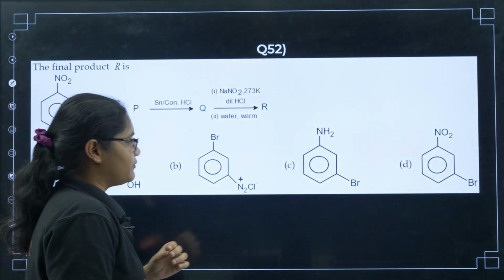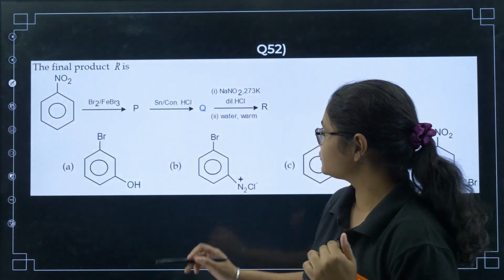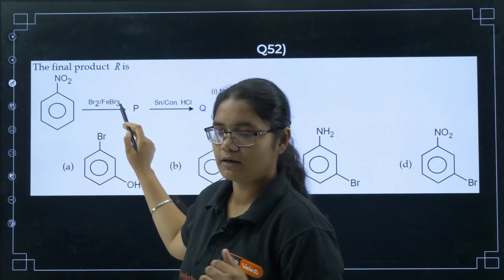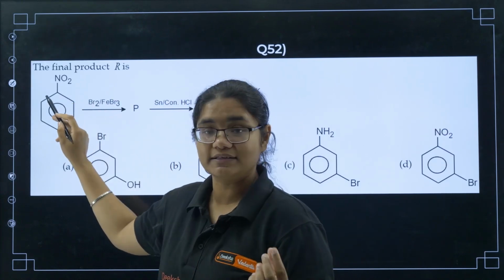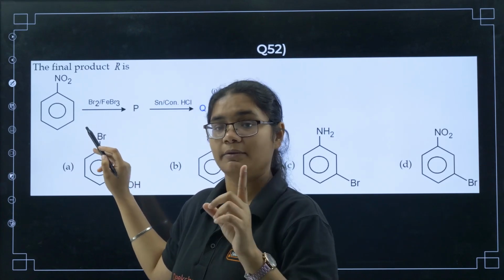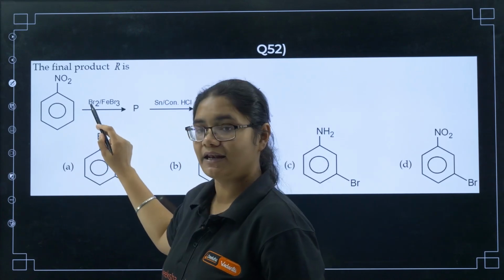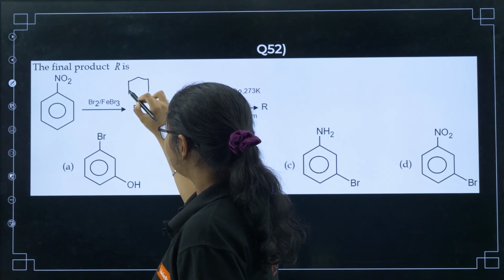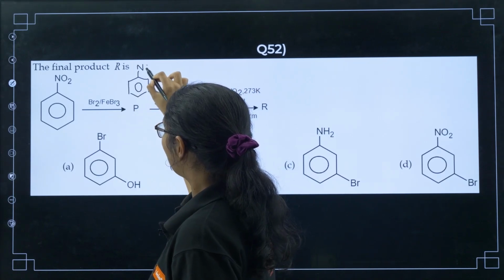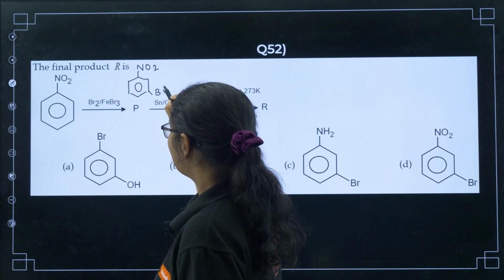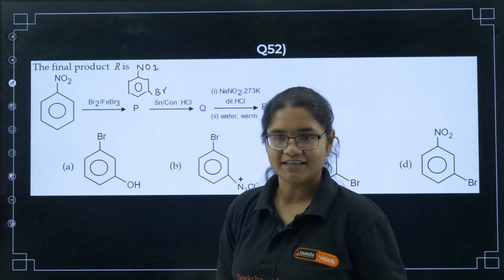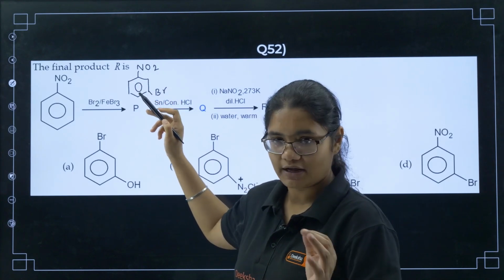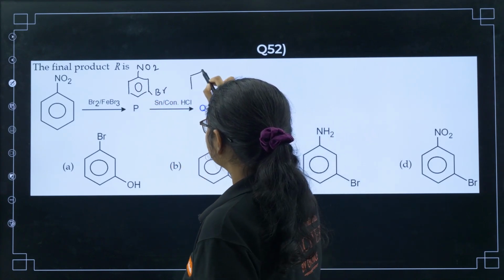Okay, next you have to find the product here. So first of all, NO2 and Br2 FeBr3 is there. So that is normal bromination, and NO2 is an electron withdrawing group, so it will be meta directing, right? So where will this bromine attack? It will attack at the meta position. So what will be my P? You will have NO2 and then Br. Next, Sn and HCl. Sn and HCl will convert this NO2 to NH2. Reduction is there. So what will be Q here?